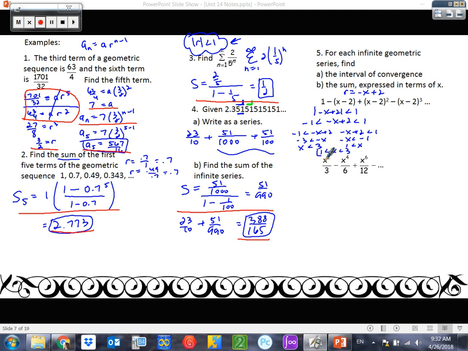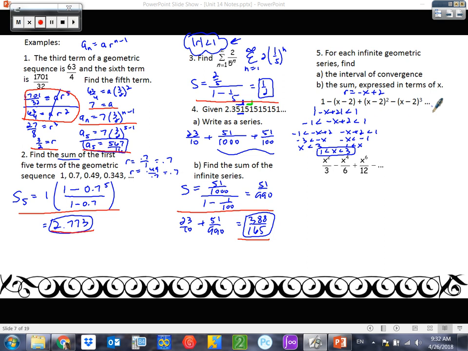This is my interval of convergence. What in the world does that mean? What it means is, if I take a number between 1 and 3 and plug it into this series, it will be a convergent series. I'll get an answer if I add to infinity. That's what it means. I will get an answer.